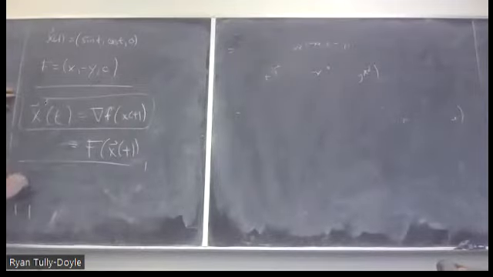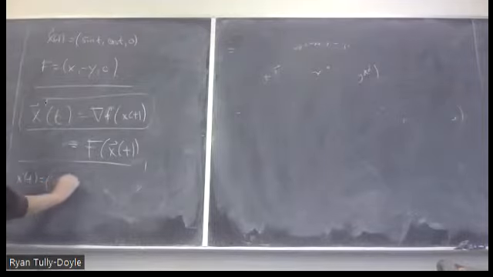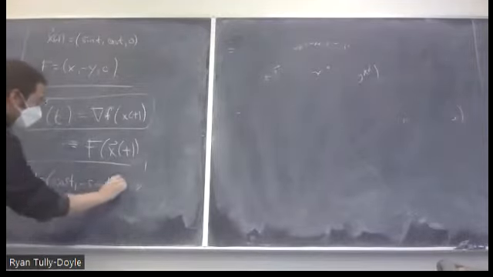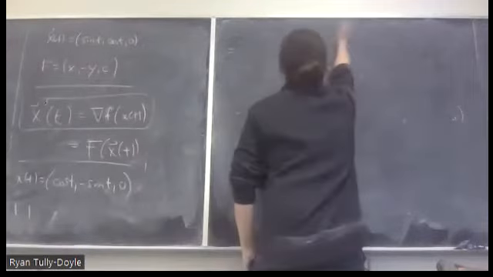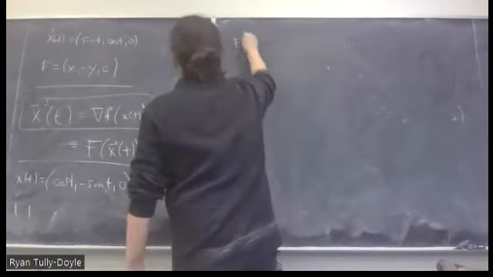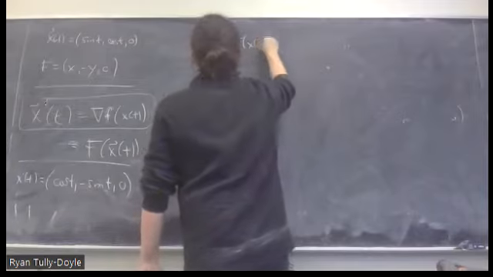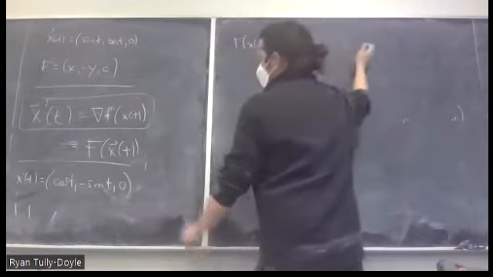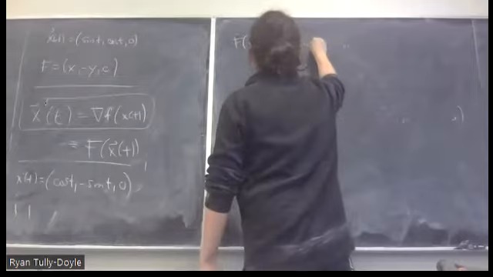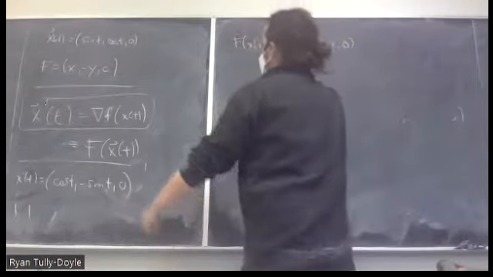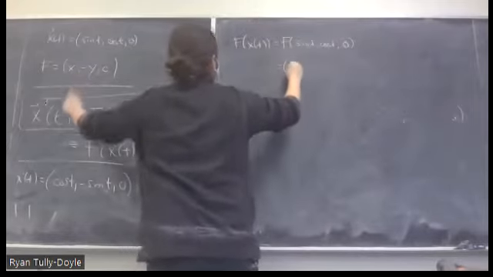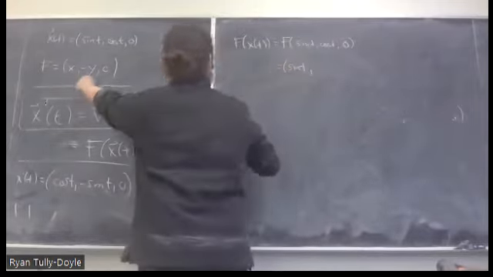What's x prime of t? x prime of t is equal to (cosine t, negative sine t, 0). There's x prime of t. And then if we take x of t and plug it into f, well, f of x of t is f of, what is x of t? (sine t, cosine t, 0). And what does f do to that? It leaves x alone, it takes the negative of the y.